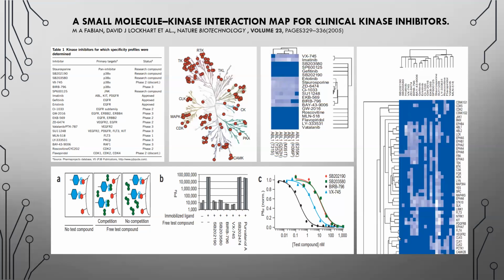To organize the results, they performed this 2D hierarchical cluster analysis of the specificities of the inhibitors to the 113 kinases. The lighter color corresponds to tighter interactions.